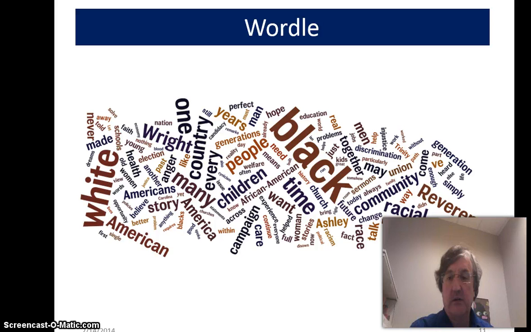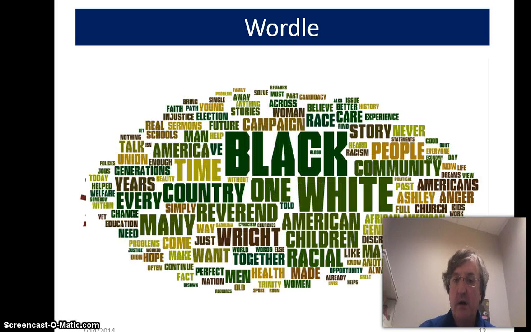Wordle is also another visualization tool, which is a bit more artistic in nature, but it's also doing a cluster analysis. And again, the same terms are coming up in Wordle quite a bit. One of my favorite Wordle shapes visualizations it made was this one, where again the terms black and white are prominent. Black is used more frequently than white in this speech. But again, some of the key terms: community, people, campaign, time, country.